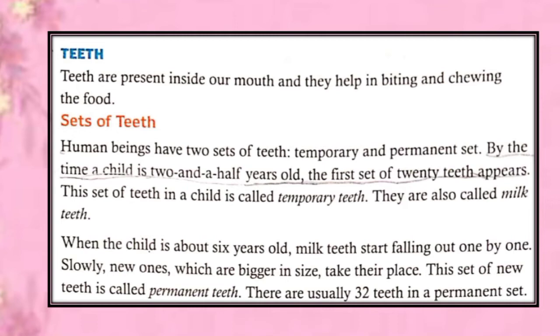After milk teeth, or the first set of teeth, which is the temporary set, next is the permanent set. When the child is about 6 years old, milk teeth start falling out one by one. Slowly new teeth, which are bigger in size, take their place. This set of new teeth is called permanent teeth, which is the second set of teeth, and there are usually 32 teeth in the permanent set.